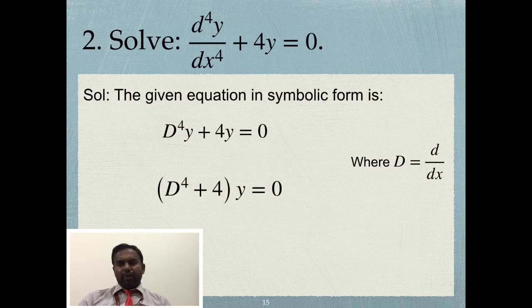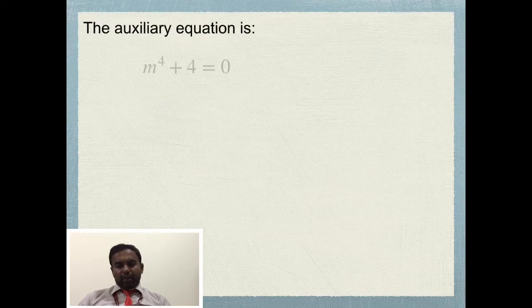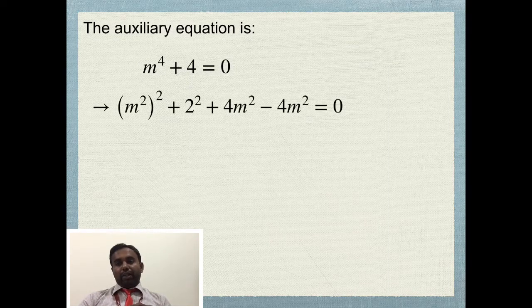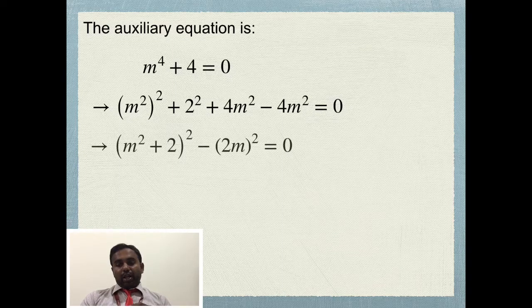equal to 0, where d is d by dx. Now the auxiliary equation takes the form m to the power of 4 plus 4 is equal to 0. It is a fourth order equation. So what we will be doing is we will just convert that m to the power of 4 as m square whole square, and of course 4 we will write as 2 square. We will add and subtract 4m square.